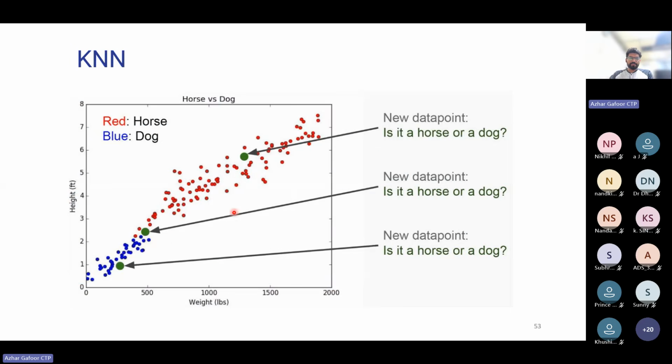Let's say the red points are horses and the blue points are dogs. If we put in a new point, these green dots are new data points, and we are asking whether each is a dog or a horse. If you look at the figure, we can easily say that this one belongs to a horse and this one belongs to a dog. But what about this point? That is where the question comes in.